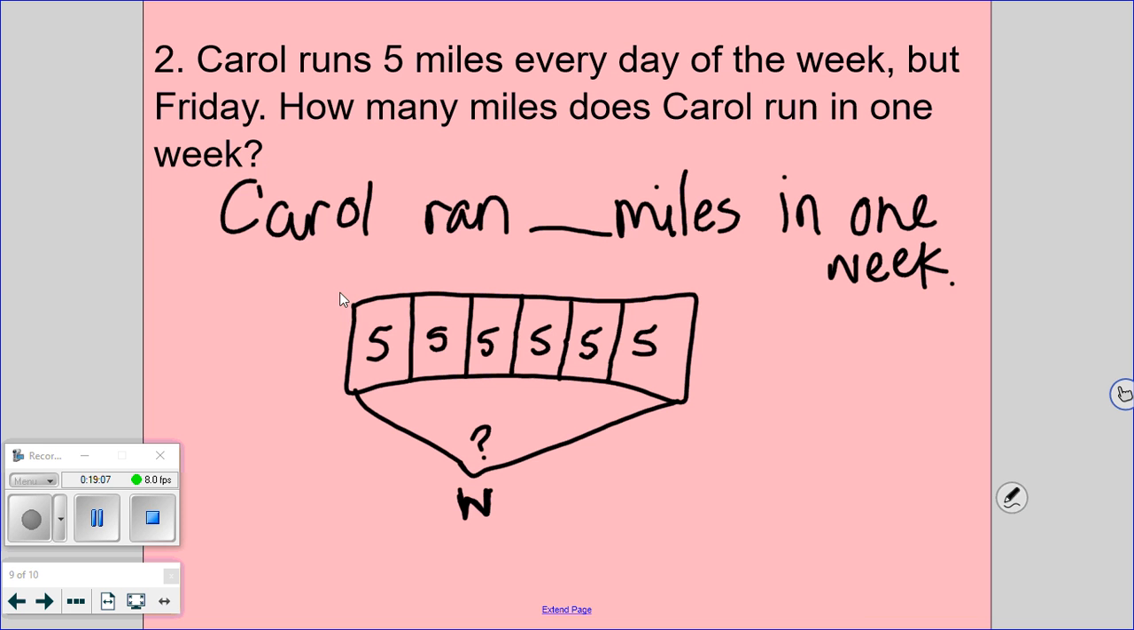We made our bar model. What kind of an equation can I make from this bar model? Kylie? 5 times, keep going, equals box. Or you could write 6 times 5, 6 groups of 5. Can I write a division equation?